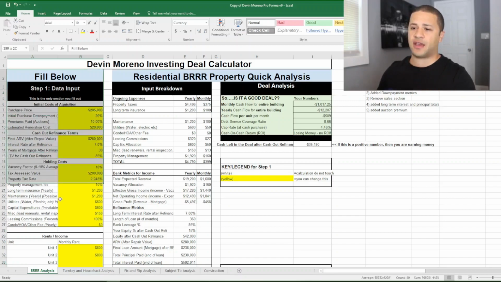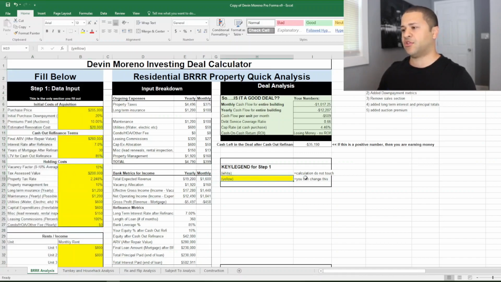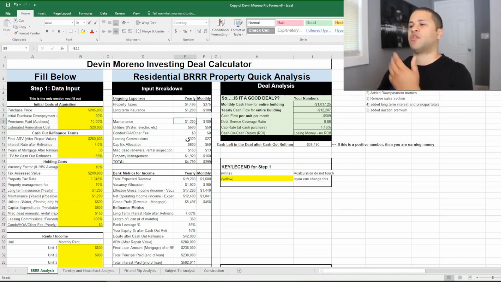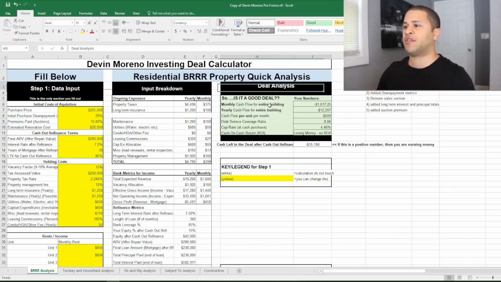Everything in this section here is what you actually want to fill out: the yellow. Note in this legend, it says yellow, you can change this. White, don't change this. The white sections are just a calculation of what you inputted in the yellow, so they will change as you change these numbers. It's not only to check your math, but also to see where you can do better, maybe to make the deal more positive. Then you have the final metric, which is this deal analysis.